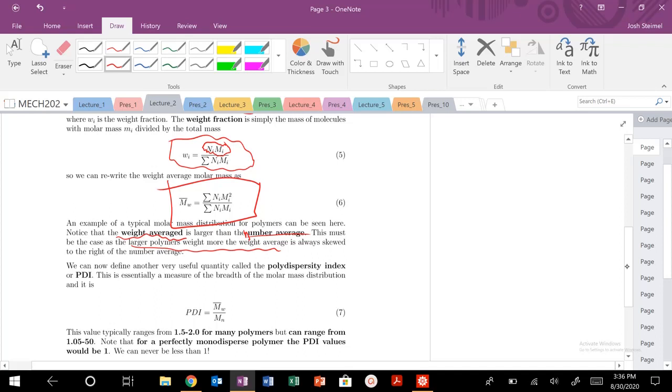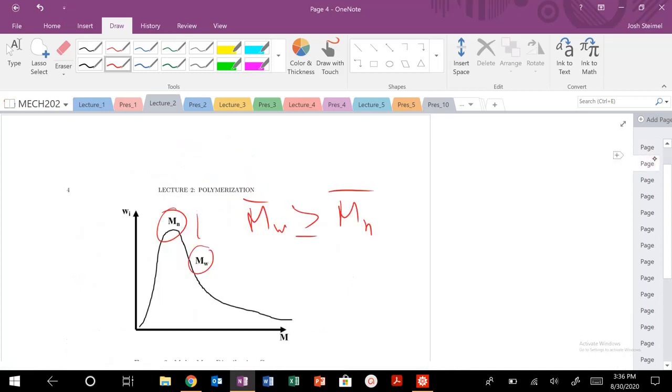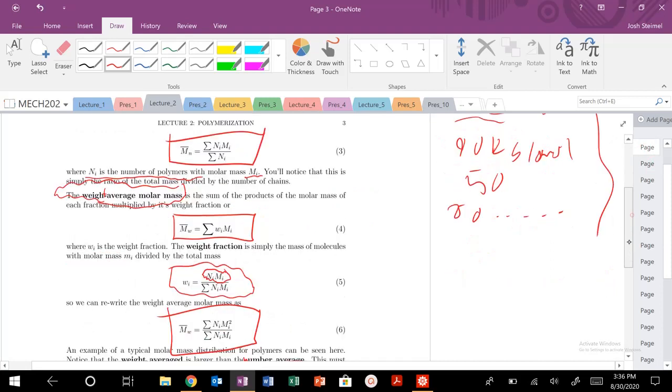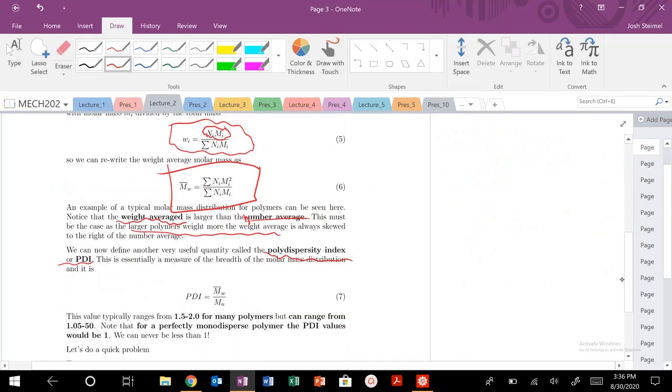And then with those two values, we can quantify and comment on the distribution of our polymers. We do that by calculating the polydispersity index, or the PDI. It's a measure of the breadth, how wide is that distribution here. Basically, this can never be less than 1.